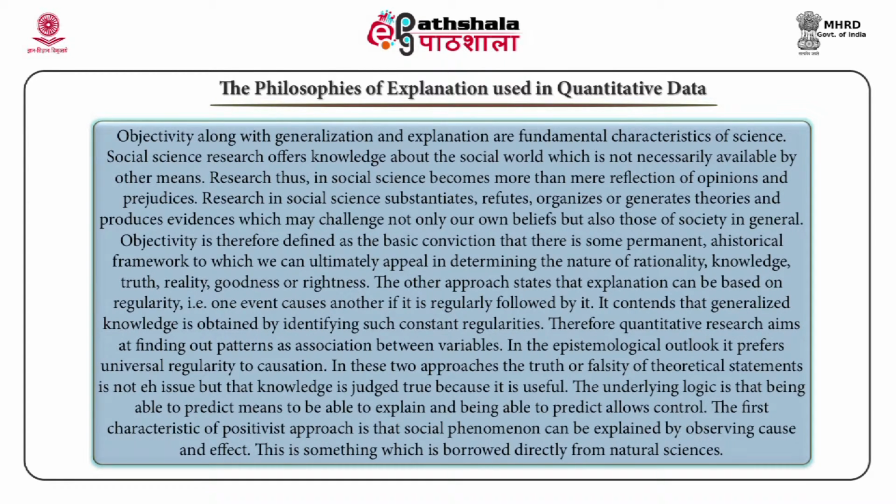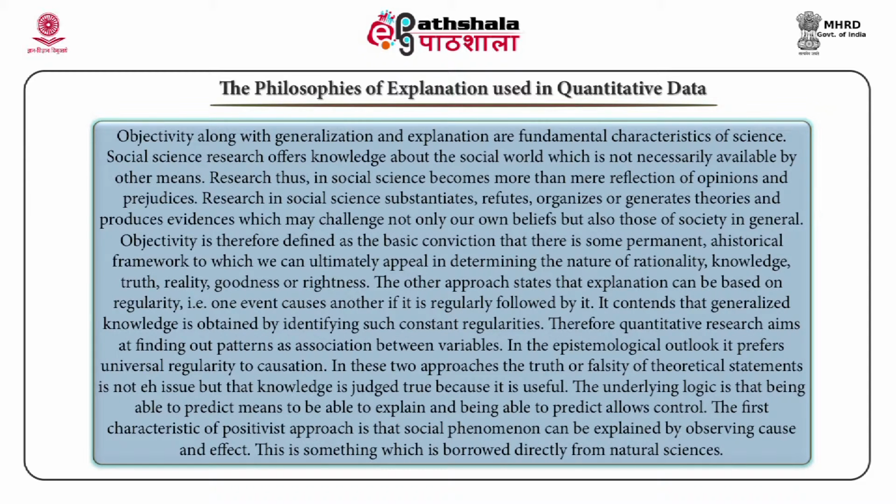Social science research offers knowledge about the social world which is not necessarily available by other means. Research in social science thus becomes more than mere reflection of opinions and prejudices. Research in social science substantiates, refutes, organizes or generates theories and produces evidence which may challenge not only our own beliefs but also those of society in general. Objectivity is therefore defined as the basic conviction that there is some permanent ahistorical framework to which we can ultimately appeal in determining the nature of rationality, knowledge, truth, reality, goodness, or rightness.